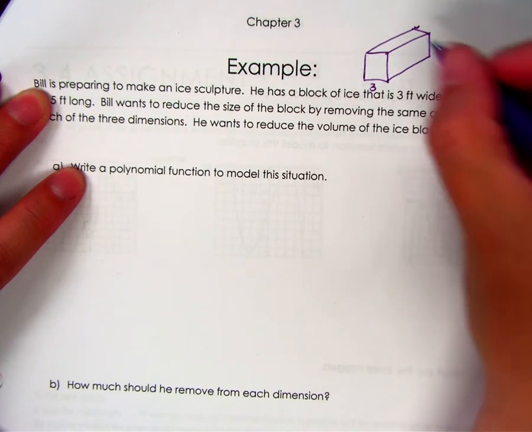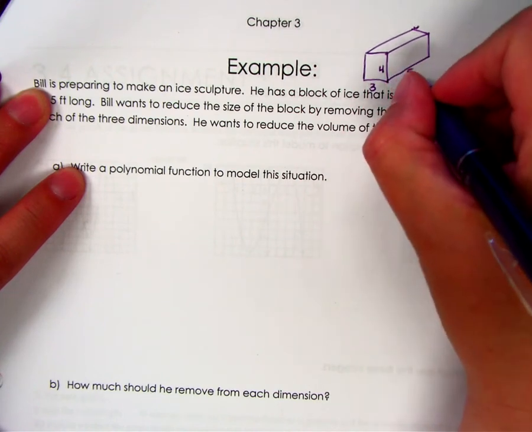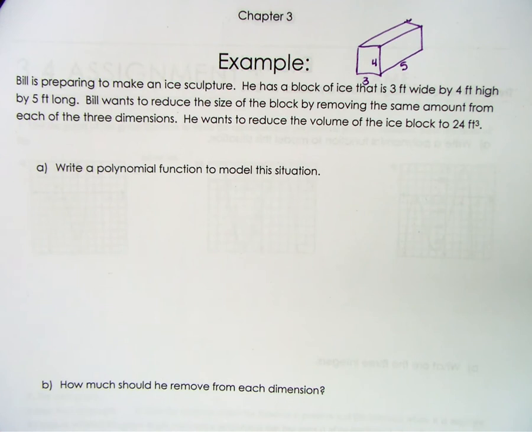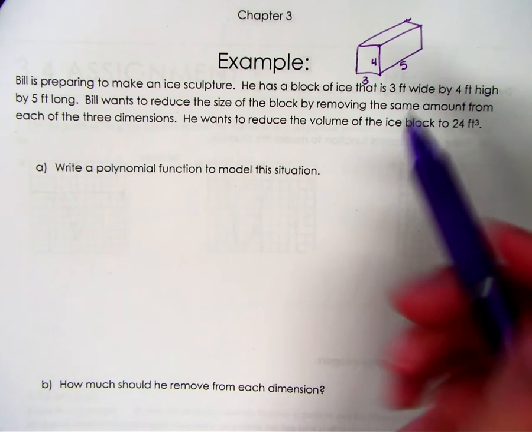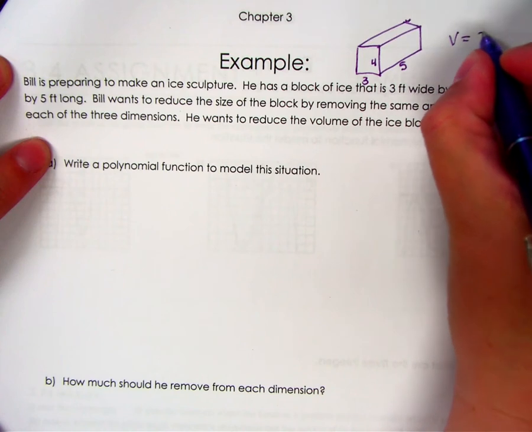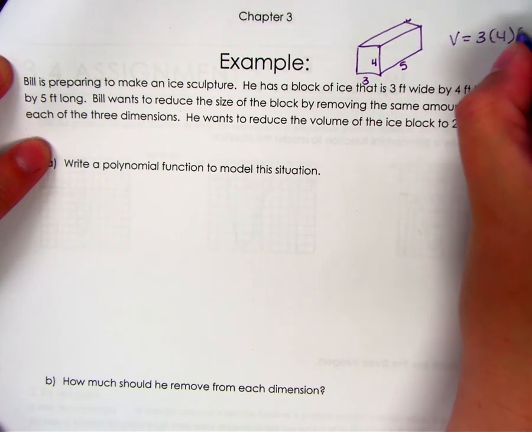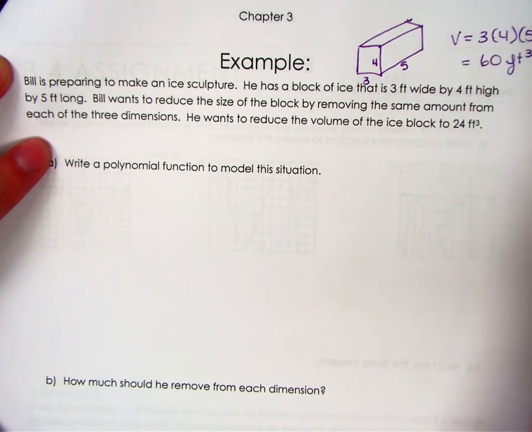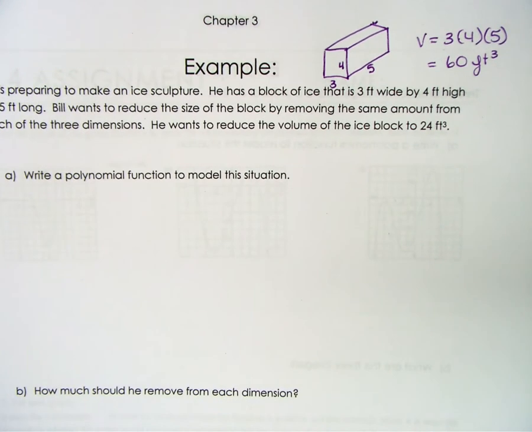So 3 feet wide, 4 feet high, 5 feet long. So Bill wants to cut off the same amount from each of the 3 dimensions. Do we know what that is? Hey, what's the volume of this thing right now? What's the volume? 60. How do you know that? So if left as it is now, it has a volume of 60 cubic feet.